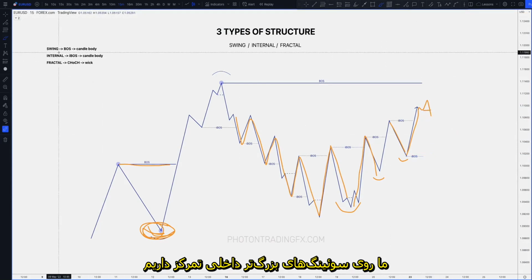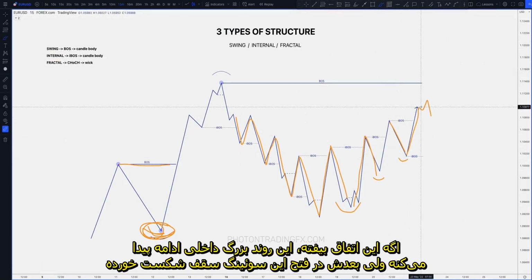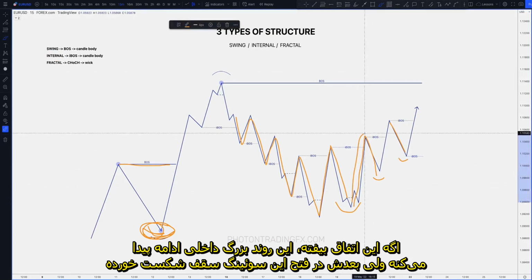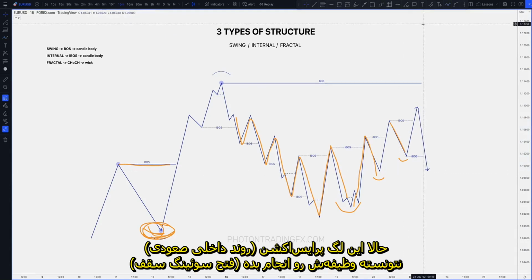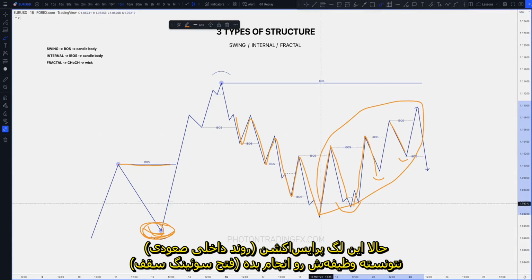But what we're now focusing on is those larger internal swings, remember? So if this larger internal trend continues, but then fails to take out the swing high, and then we get the bearish IBOS here, this leg of price action, that bullish internal trend, failed to do its job, which was to take out the swing high.